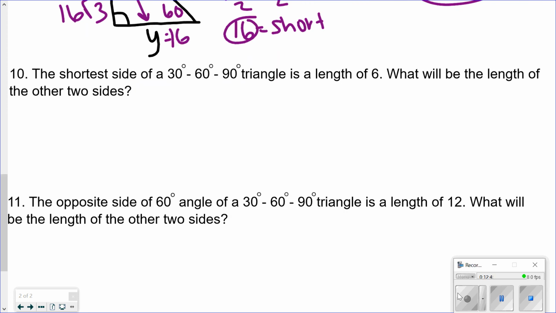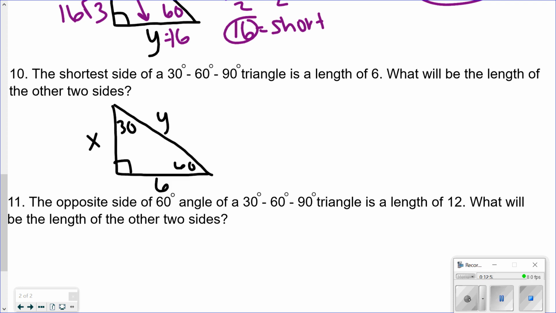The shortest side of a 30, 60, 90 triangle is the length of 6. What will be the length of the other two sides? So here's my sketch of my triangle. So I know that opposite of the 30-degree angle is my short side, so that's where the 6 goes.